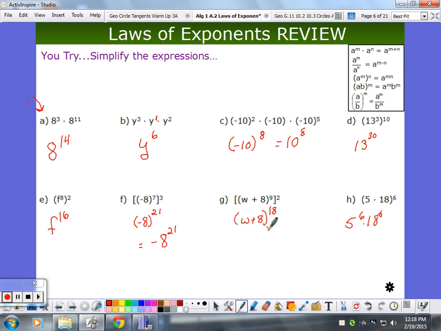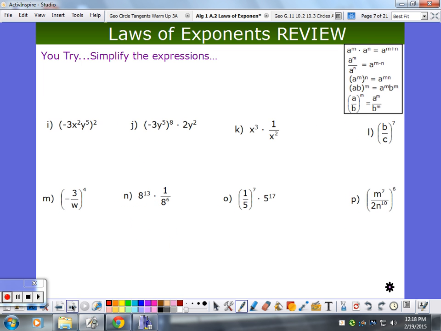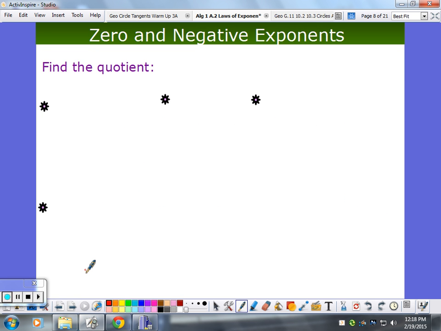Okay, so those are kind of the easy ones. I'm going to leave these for the time being. These ones are a little trickier. I just want to get this little bit of the lesson in. 0 and negative exponents. You ready? Find the quotient.